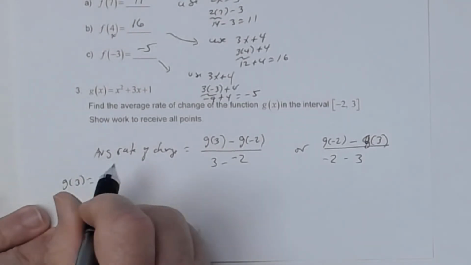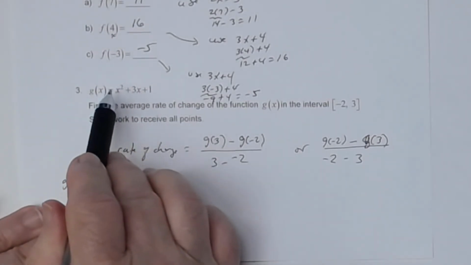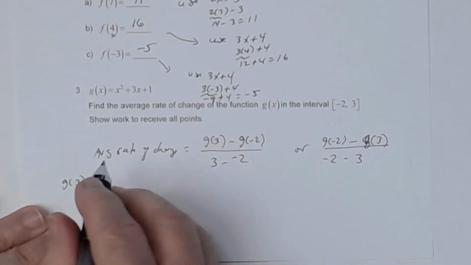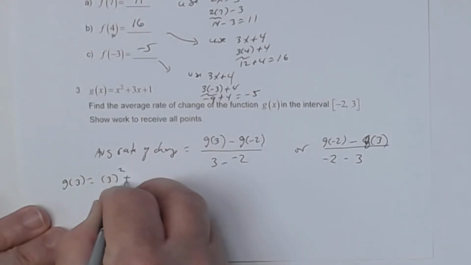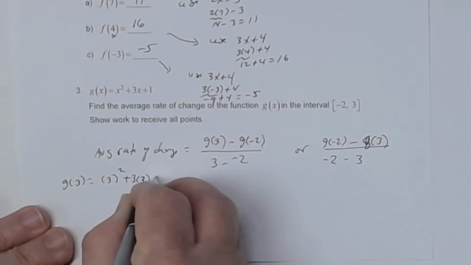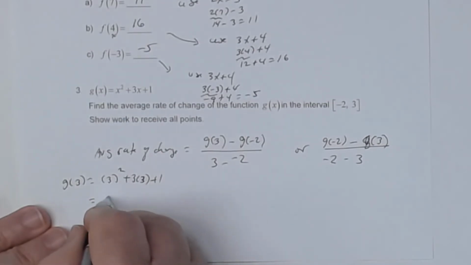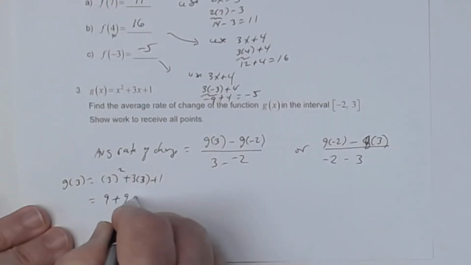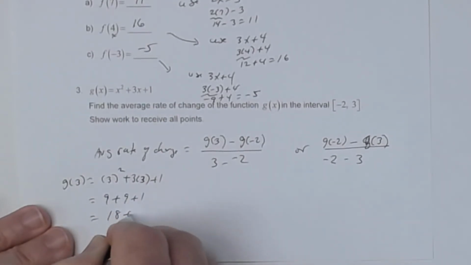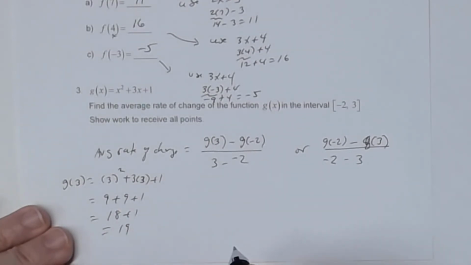So g of 3, remember, to find g of 3, you go to your function g, and wherever you see the variable x, you substitute 3. So I get 3 squared plus 3 times 3 plus 1. So 3 squared is 9, 3 times 3 is 9, and then plus 1. So I get 18 plus 1, which is 19.